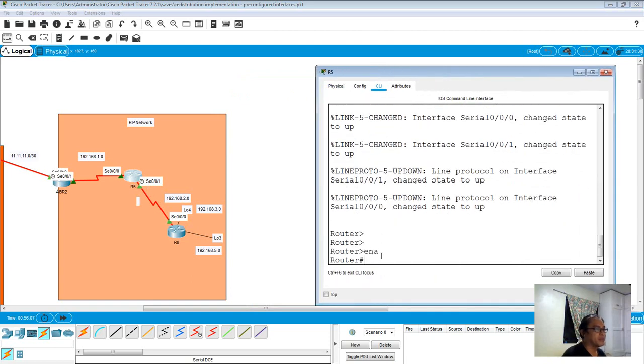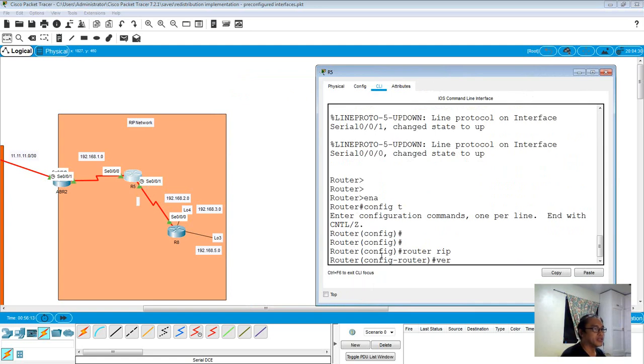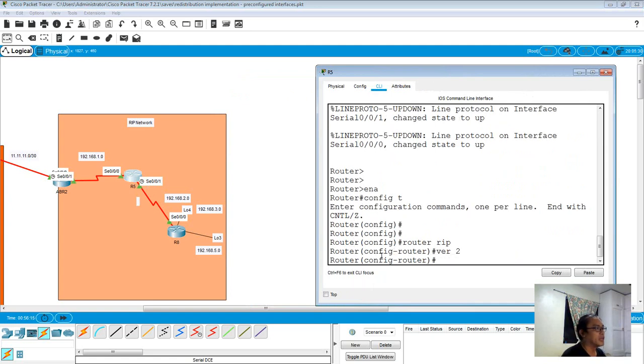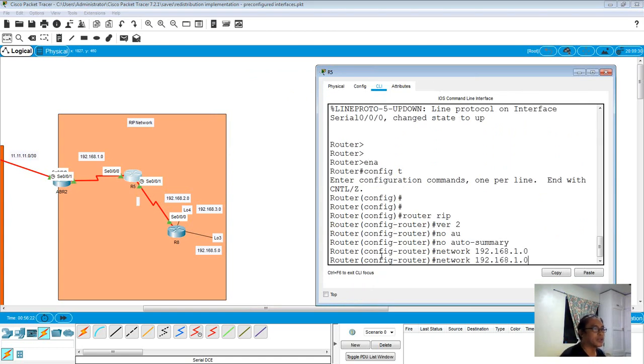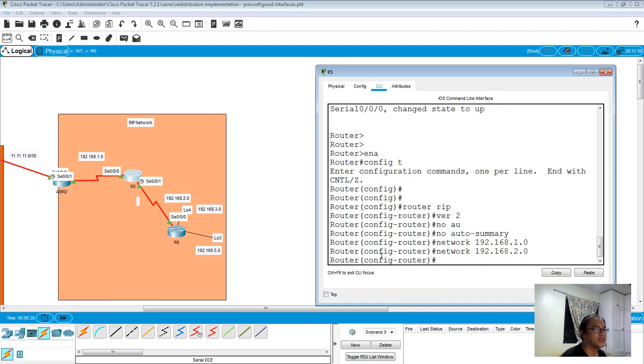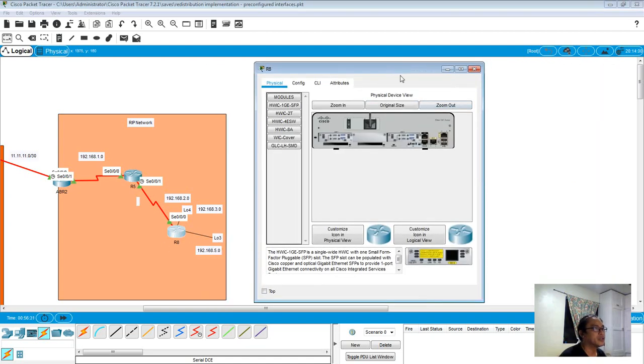Okay. Then we are going to configure this network. Okay. Enable. Config T. Then router RIP. Enter version 2. Then we have to identify no auto summary. Then network 192.168.1.0 and network 2.0. Okay. So now, we go to the router number 3.